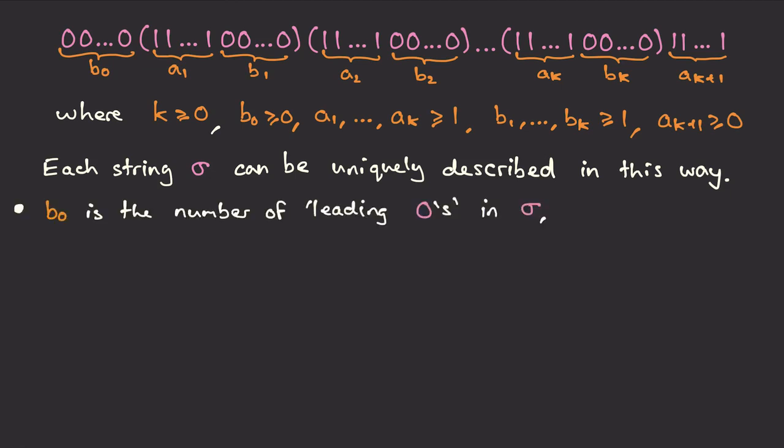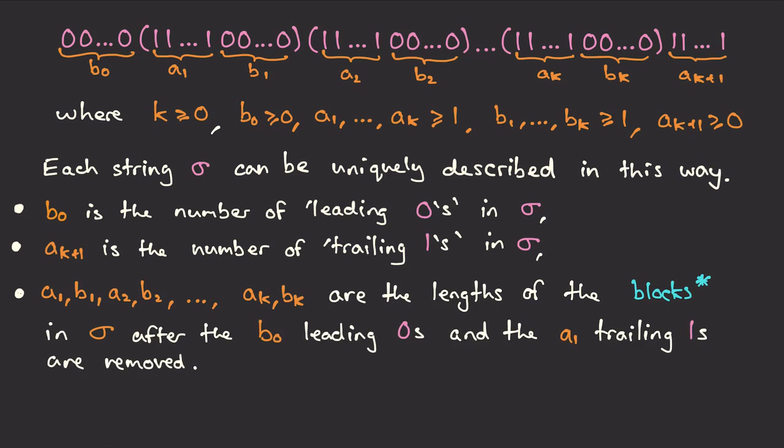B0 is going to be the number of leading zeros in the string sigma, which means zeros that occur before any of the ones. A(k+1) will be the number of trailing ones in sigma, which is the number of ones that occur after all the zeros. Both B0 and A(k+1) are allowed to be 0, because maybe sigma begins with a 1 or ends with a 0. After you've removed all the leading zeros and the trailing ones from the string, then A1, B1, A2, B2, and so on are simply the lengths of the blocks of what's left. I'll define the word block formally on the next slide after giving a couple of examples.